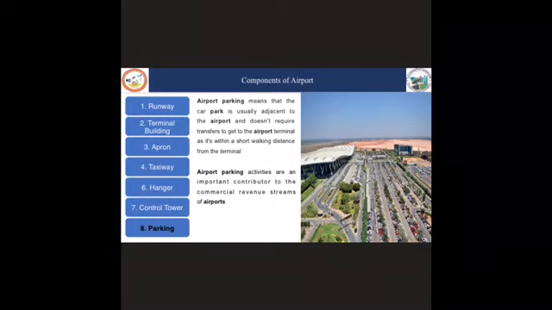The last component is parking. Parking is very essential in any airport. Airport parking means cars can usually park adjacent to the airport and do not require transport to get to the airport terminal, as it is within a short walking distance from the terminal. Airport parking activities are an important contributor to the commercial revenue of an airport.